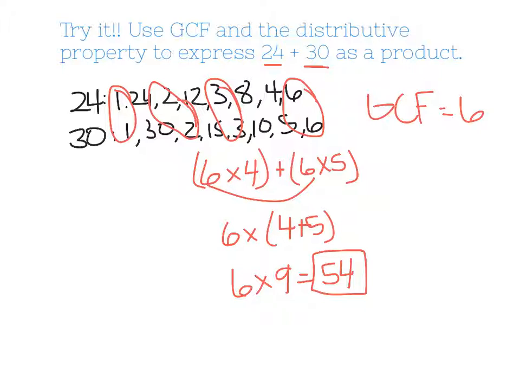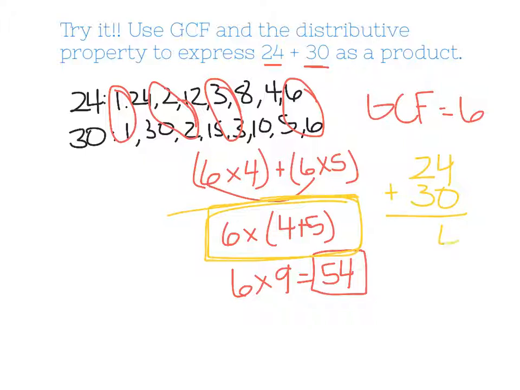Okay, so actually I boxed around 54, but your answer is really this, 6 times 4 plus 5. That's what we're looking for because it wanted us to express it as a product. 24 plus 30, though, just to check our work, is 54. So if you put 54, you're half right, but this is really what I was looking for, 6 times 4 plus 5.